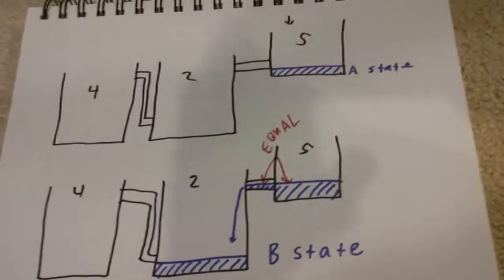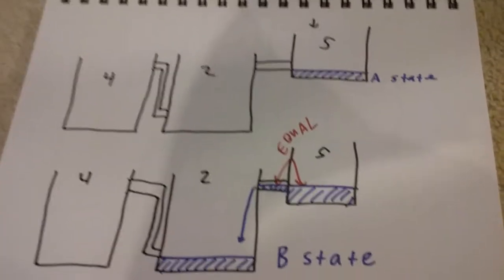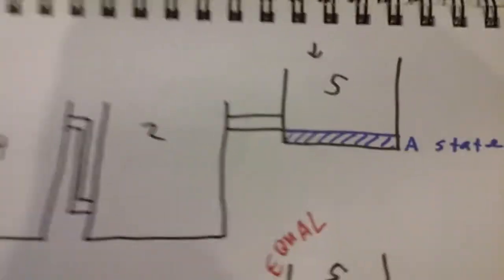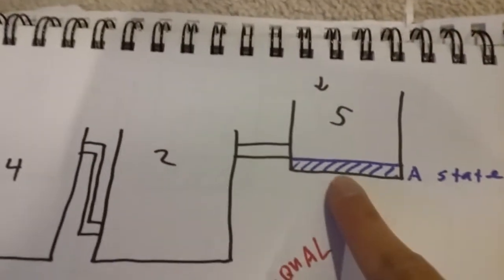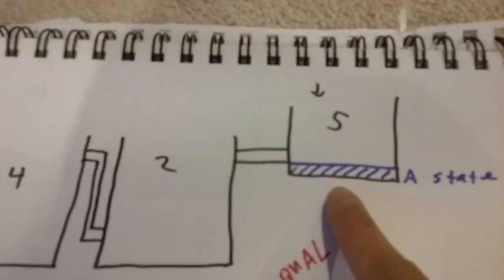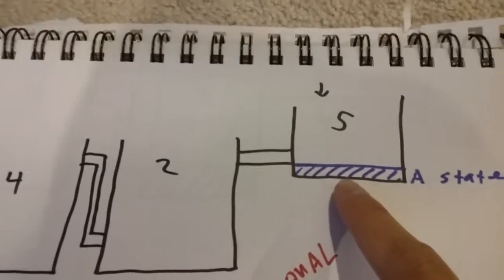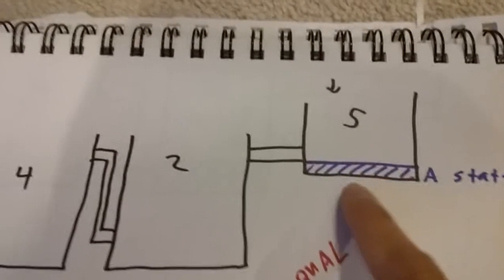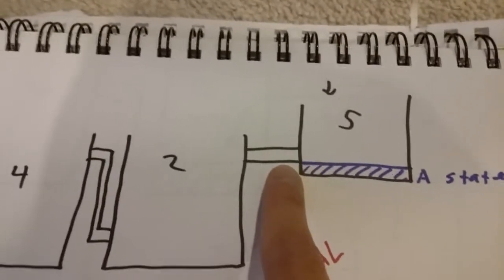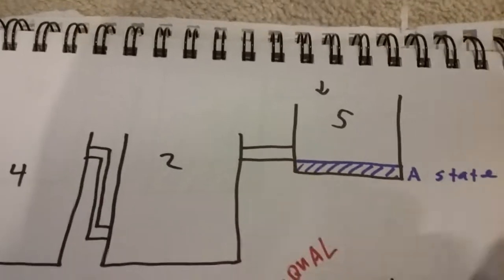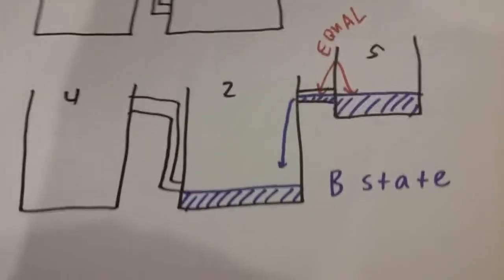All right, here we have our tanks. If we look at the A state right here, we will see that as water comes in to tank 5, it'll fill. Remember, water seeks the lowest point, so the water will stay down here at the bottom of tank 5 until it reaches this point in the tube going from 5 into 2. At that point, we switch to B state, which is right here.